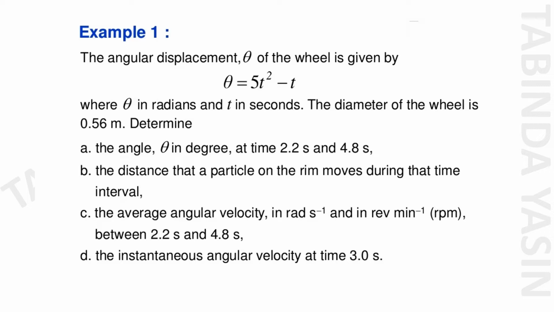Number B, the distance that a particle on the rim moves during the time interval, the total distance covered by the particle. Number C, the average angular velocity in radians per second and in revolution per minute between 2.2 second and 4.8 second. In the last point D, the instantaneous angular velocity at time 3.0 second.